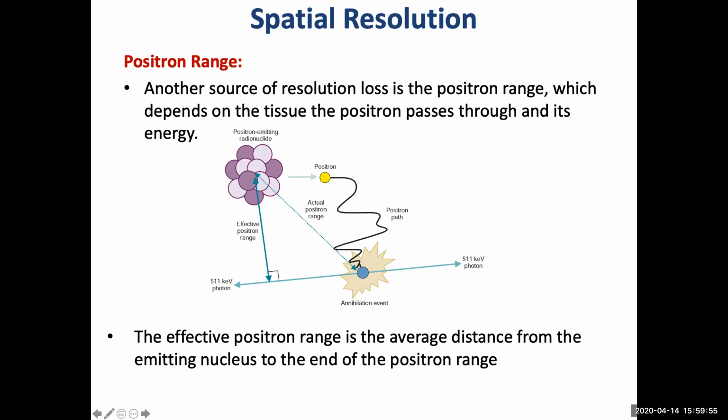This distance degrades the spatial resolution. If the positron has higher energy, it will also move farther. If it is low energy, it will move a little bit less. So anyway, the positron range also affects the spatial resolution of the image acquired in PET.